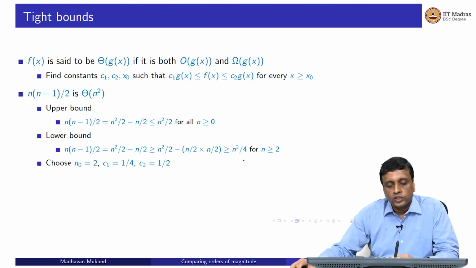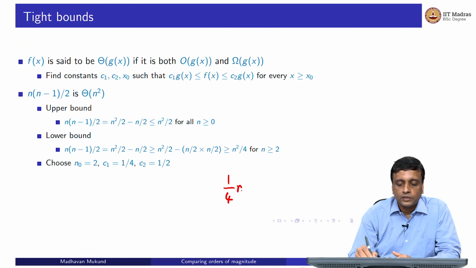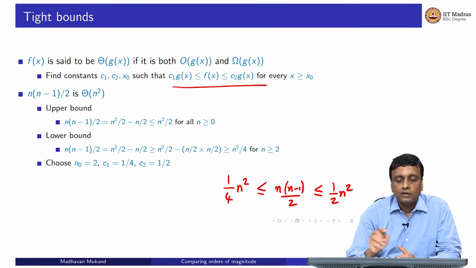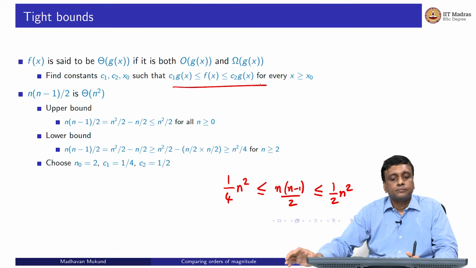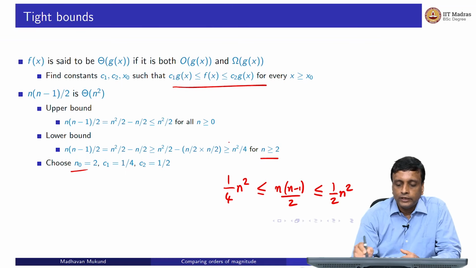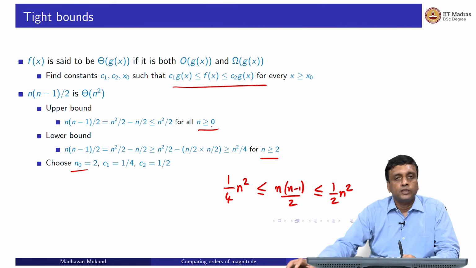So now with these two constants, I have that 1/4 times n squared is smaller than n into n minus 1 by 2, which is smaller than half n squared. This is the form in which I want it to show that this is theta. And what is my value of n? In one case I need 2 and in the other case I need 0. If I choose n to be bigger than 2, both of these inequalities will hold.